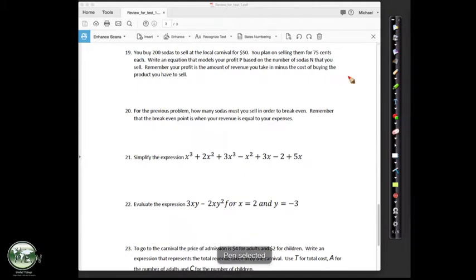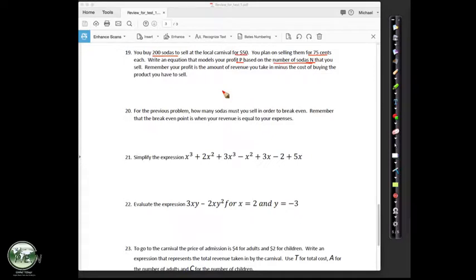and let's go with red. So first, I'm going to just start highlighting numbers. We got 200 sodas to sell at the carnival. So you just pick up numbers as you go. We got $50, 75 cents. Okay, I see a letter. Usually I like to put letters because in math that's going to be our variables. So we got P for profit, okay? We got an N. That's standing for number of sodas.